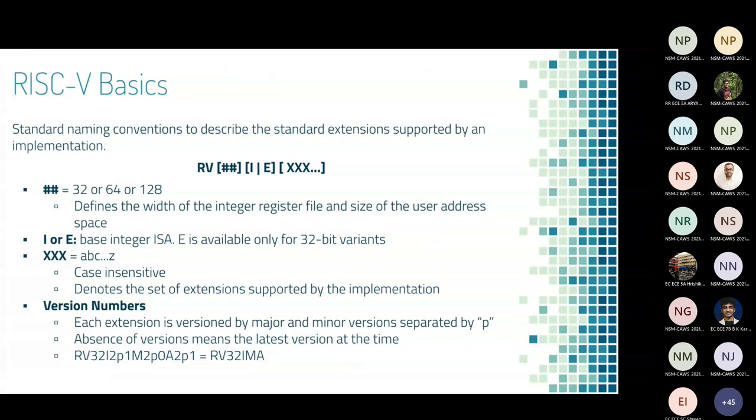So each extension is versioned. You have a major and a minor, 2.1. So your integer extension can be at 2.1. Your floating point extension can be at 1.9, and so on, right? And the example at the bottom, basically RV32I 2.1, M 2.0, A 2.1, basically indicates what version of each extension you have implemented.